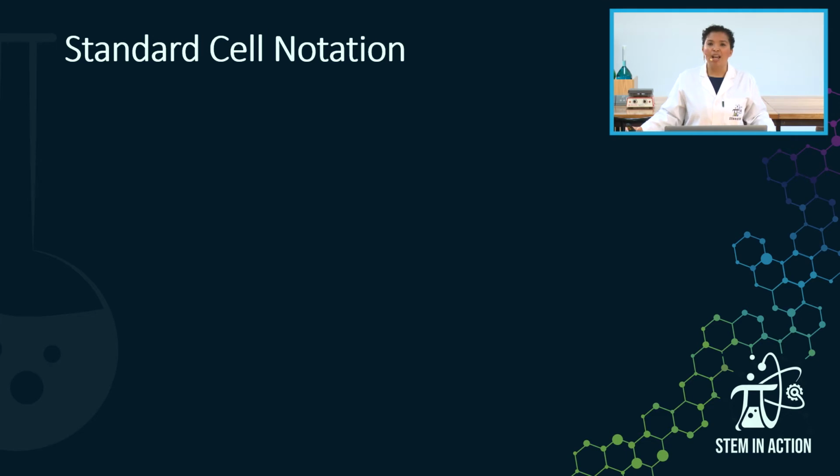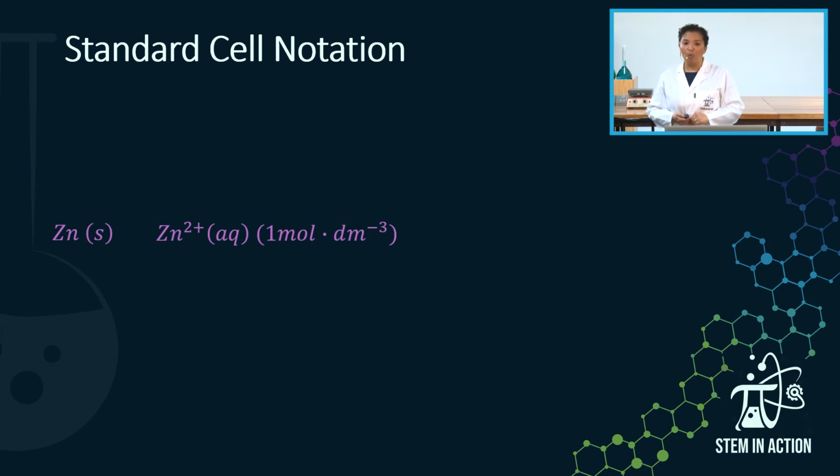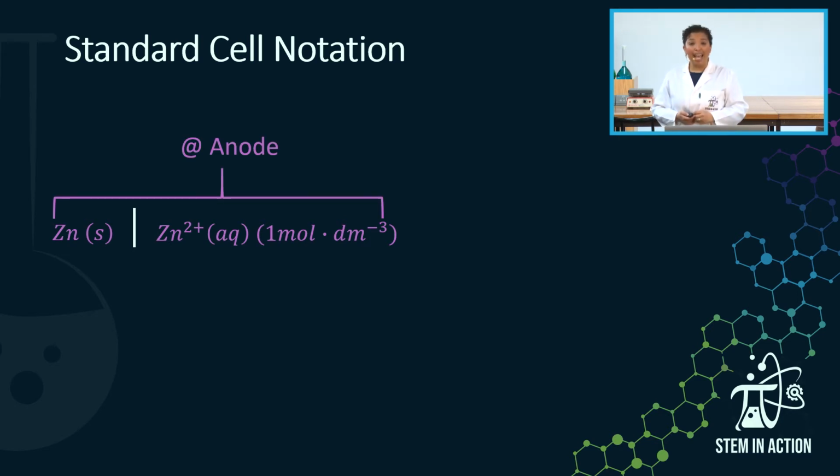Another notation of representing exactly what you saw is the standard cell notation, something that you must also know. So we've got zinc in solution with zinc 2 plus ions. We indicate this with a vertical line. This indicates a phase boundary, solid zinc electrode with zinc 2 plus ions in solution. That is at the anode.